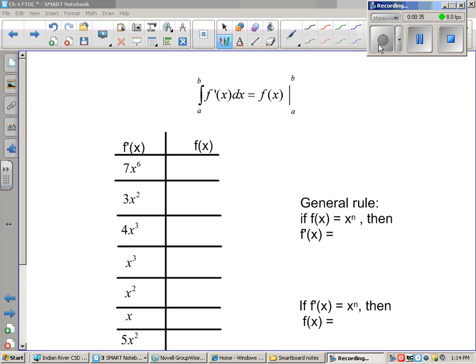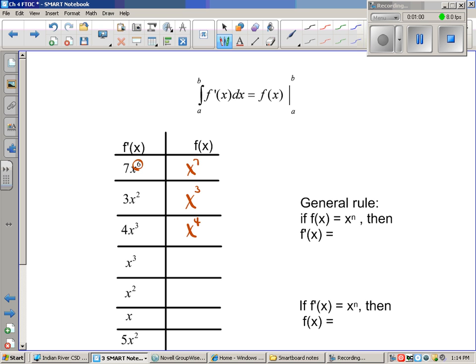So if I was to have 7x to the 6th, we would notice that what happens to this is the 6th goes up a power, so it becomes x to the 7th. And we, in essence, divide by that new exponent. And so that becomes x to the 7th. 3x squared becomes x cubed. And we would divide that 3 by the 3, and we would get 1 there. 4x cubed becomes x to the 4th.